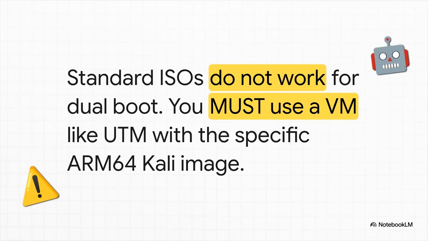All right, this one is huge. If you have a modern Mac, anything with an M1, M2, or M3 chip, stop. The standard dual boot method we just talked about, it is not an option for you. The whole architecture is different. For you, you must use a virtual machine. Specifically, you need a VM program that supports Apple Silicon, like UTM or Parallels, and you have to make sure you download the special ARM64 version of the Kali image from their website.